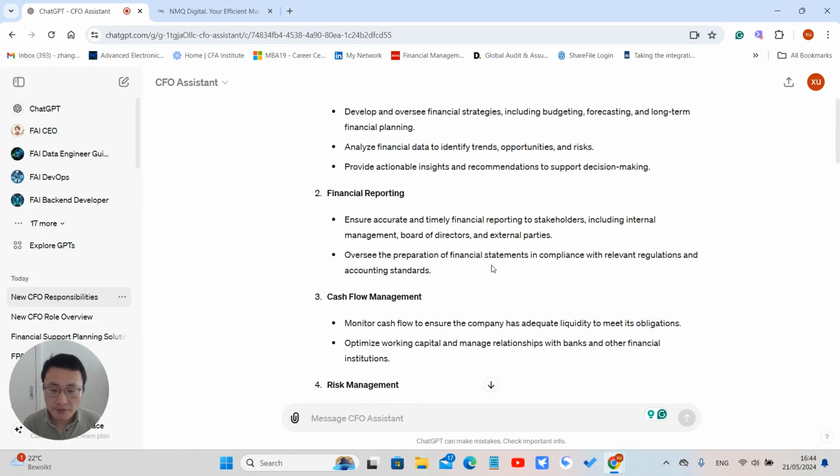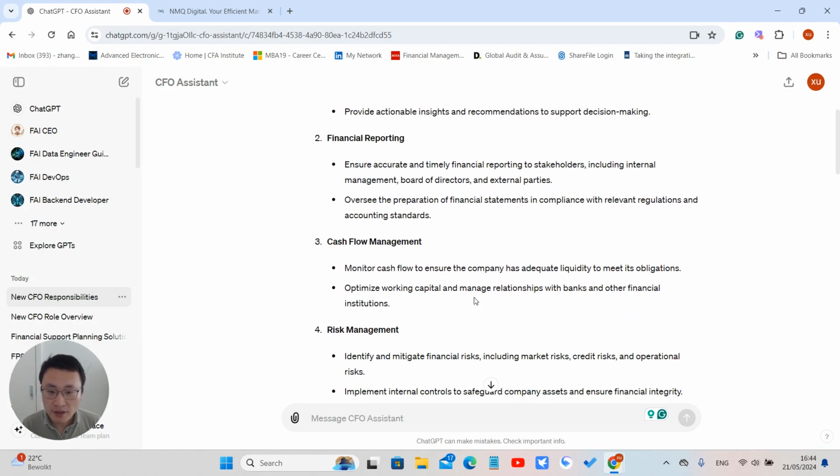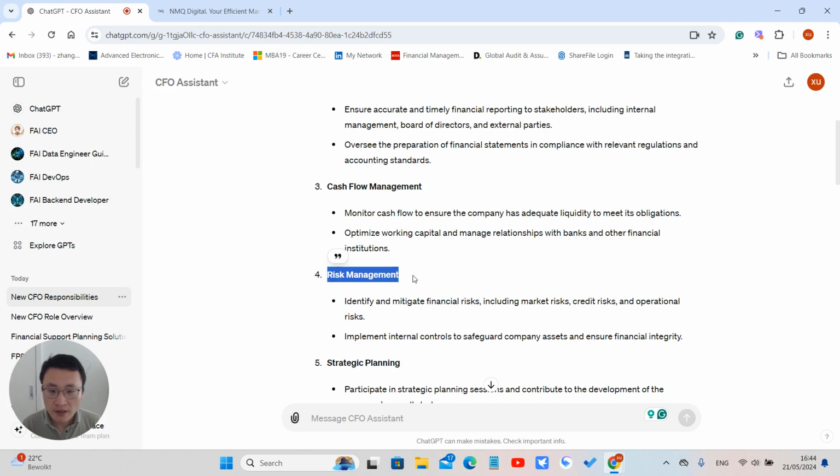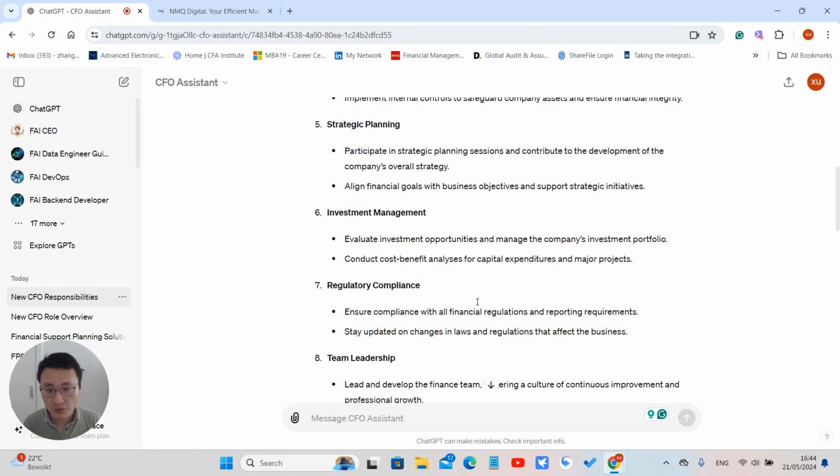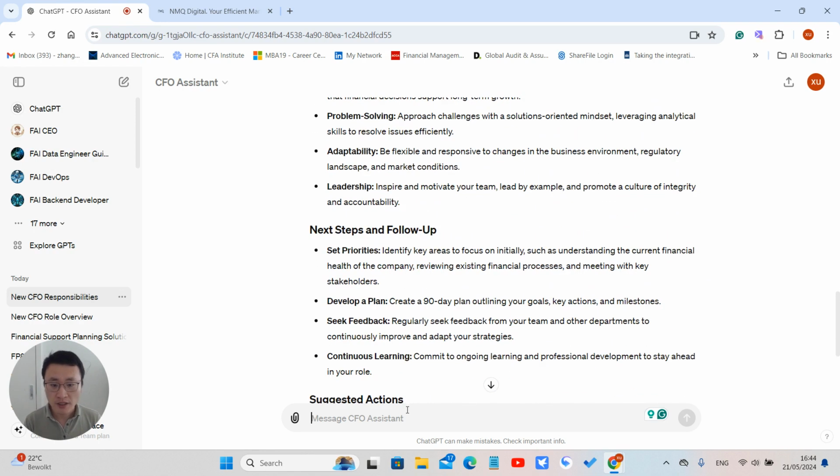Now let's dive a little bit deeper into this. Let's assume that we are not quite familiar with risk management from our prior roles. Right? I'm going to tell it, okay, I am not very familiar with risk management in my prior role.